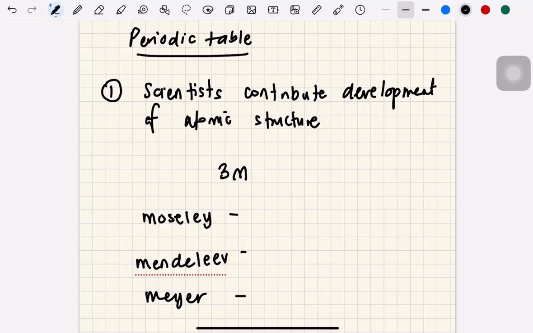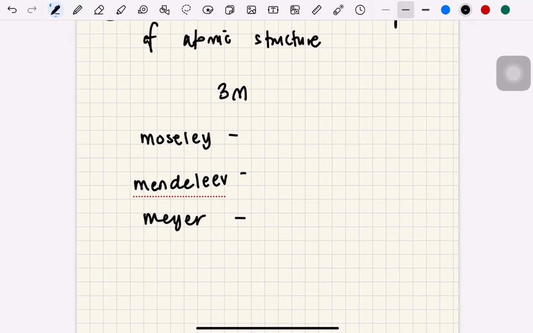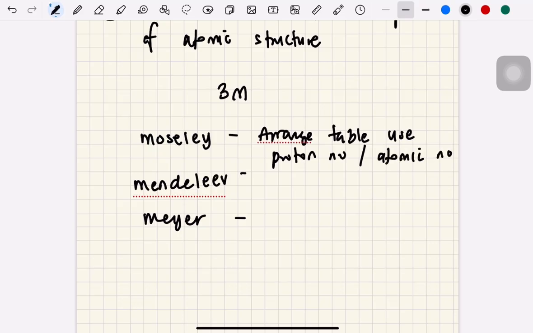I'm not saying that there are only 3 scientists, actually there are 7 or 8. I'm not sure, you just open the textbook and read. But there are 3 that you always get confused with. So 3M: Moseley, Mendeleev and Mayer. Moseley arranged the table using what? Proton number or atomic number. While Mendeleev arranged the table using the mass. And Mayer just plotted a graph. So just take the keyword.